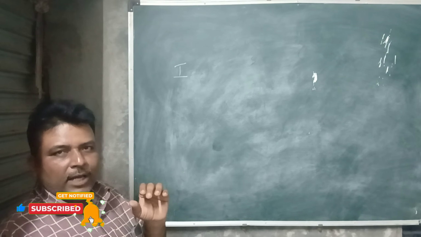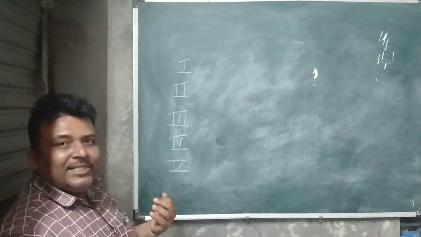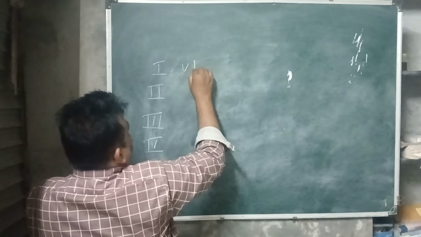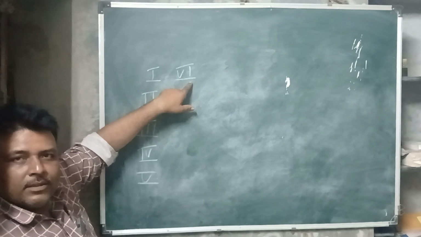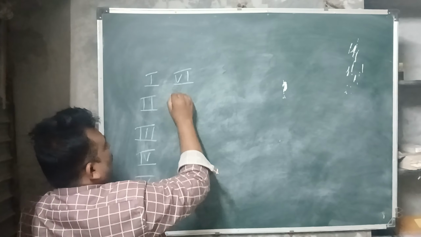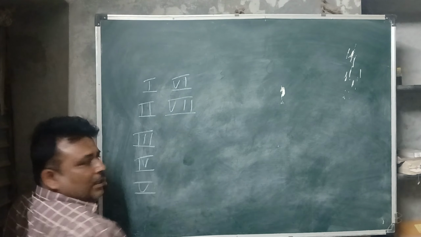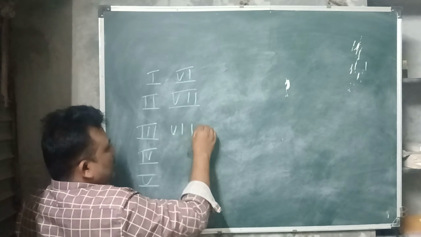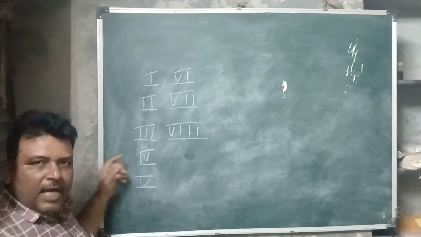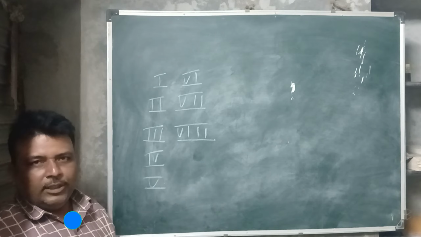Now I will tell you how to write 6. This is 6. If you add V for 5 and I for 6, then if you want to write 7, it will be V and two I's. It will be 7. Then this is 8. If we add 3 after 5, it becomes 8.